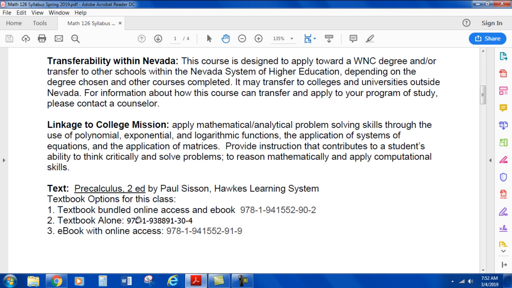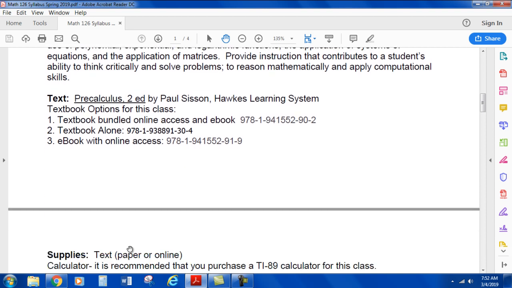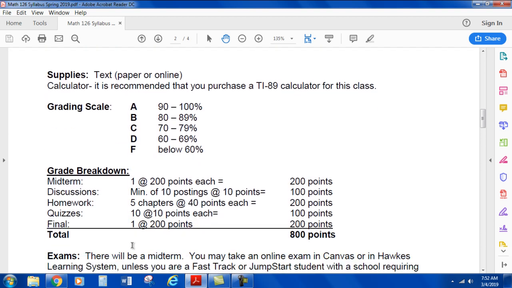There are options. You can get the textbook with the online access. That's if you want to do the homework and exams online. You can get just a textbook, or you can get the ebook with online access. Supplies: you need a calculator. I like the TI-89, but some instructors for calculus are not going to allow you to use the TI-89, so just think about that. The TI-84 works very well as well.